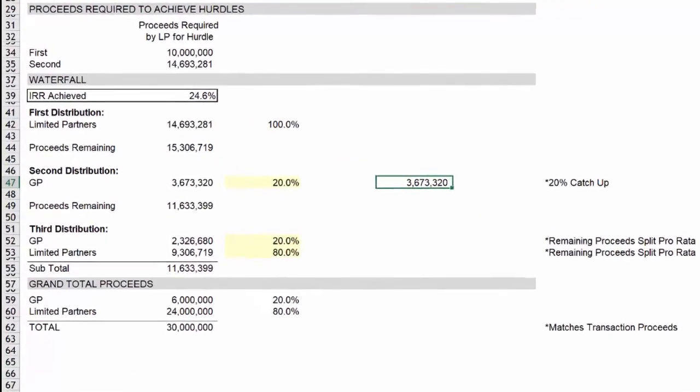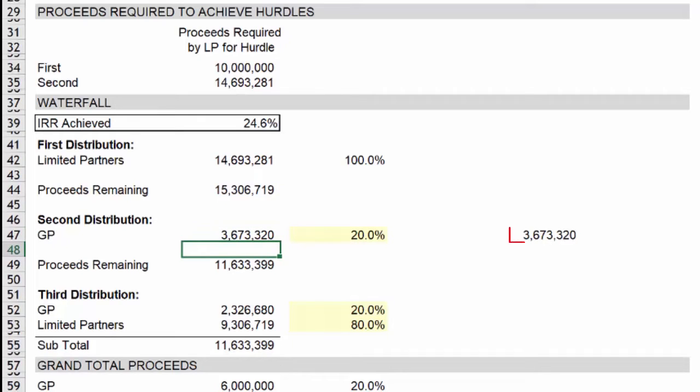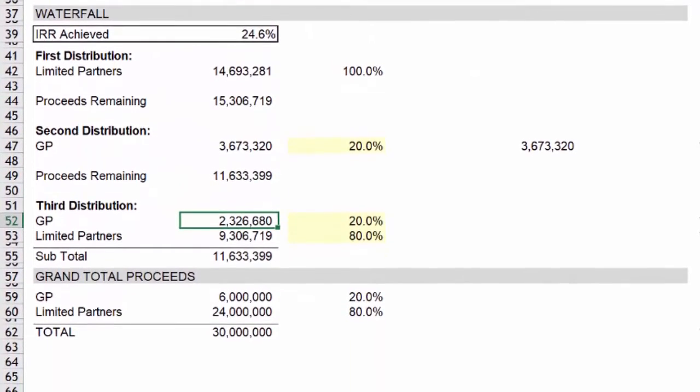And in the event that we do not have sufficient proceeds, we use the min function to select the lesser value, whether that be proceeds remaining or the value of the catch-up we just calculated. And because proceeds remaining are far in excess of the catch-up, in this instance, it returns the value we calculated off to the right. After that, we again calculate proceeds remaining after the second distribution. And in the third distribution, these remaining proceeds are again split 80-20.